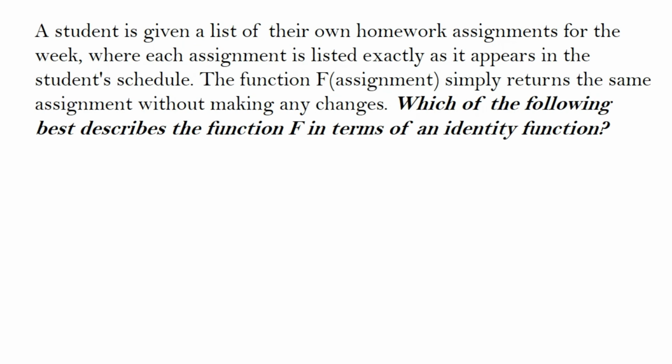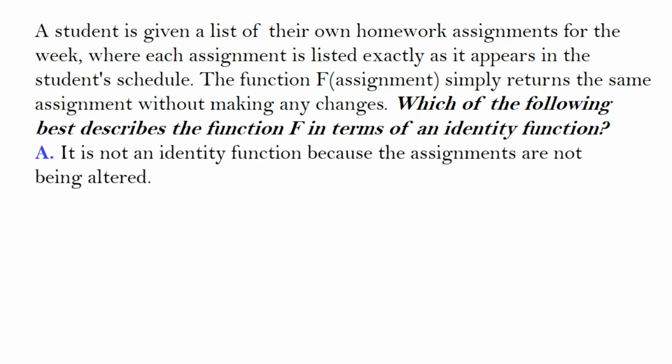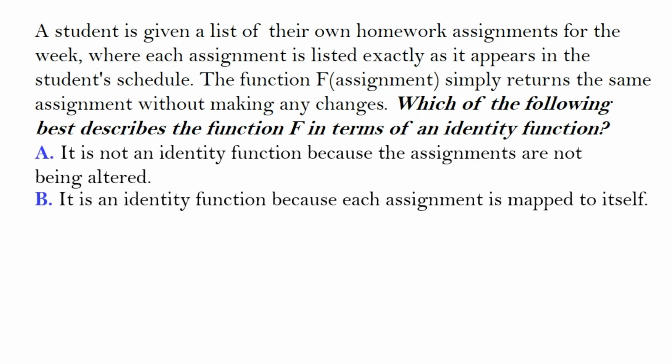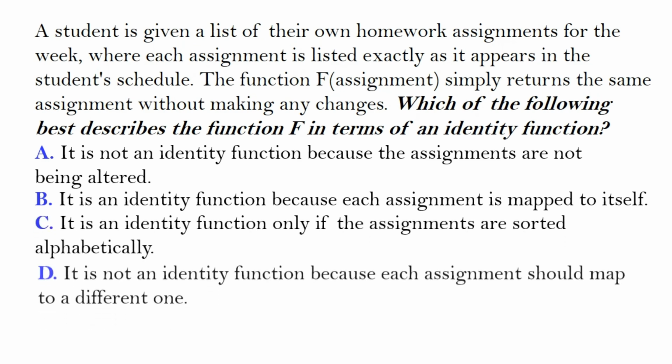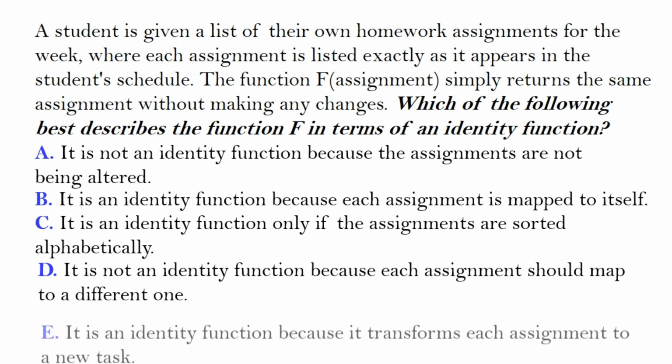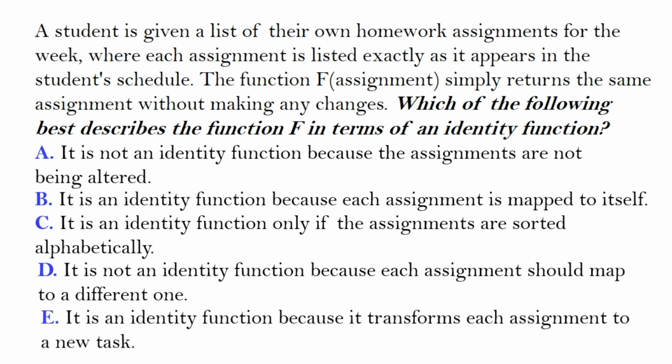So let's take a look at the question here, which asks which of the following best describes the function f in terms of an identity function. But one thing about identity is that if you pick 1 from the domain, what you get in the codomain is 1. If you pick 5 in the domain, what you get in the codomain is 5. So we can refer to this as an identity function that maps each element to itself. In this case, the assignments are not modified and they are mapped to themselves directly, making the function an identity function. So which of them is the correct option?